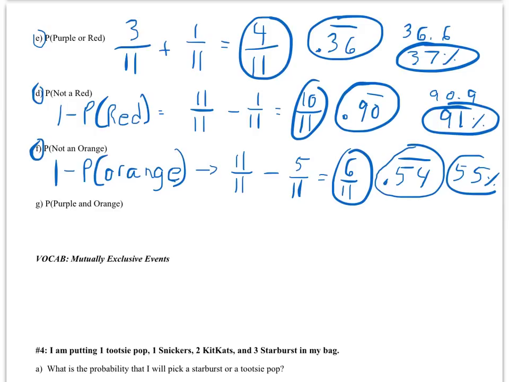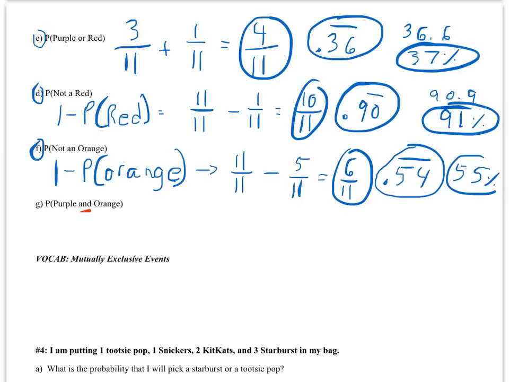Alright, let's do the next one. Now, this one is kind of tricky, and the reason why is because you may be thinking, oh, it's got "and," so I got to multiply. That might be what you're currently thinking. Now, think about this. It says, what is the probability that you pick a purple and orange? How many picks or draws from the bag are you actually doing in this one? The answer is you're only drawing once.